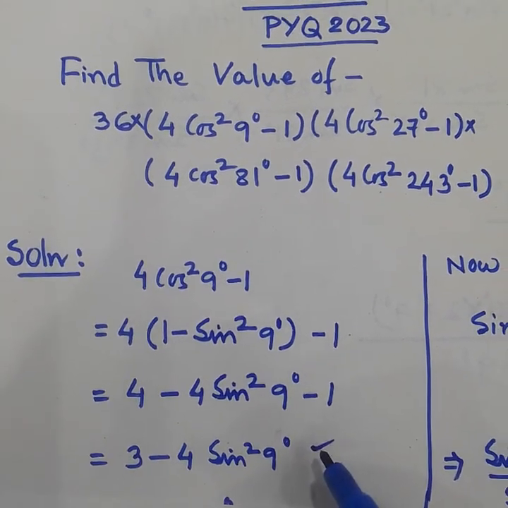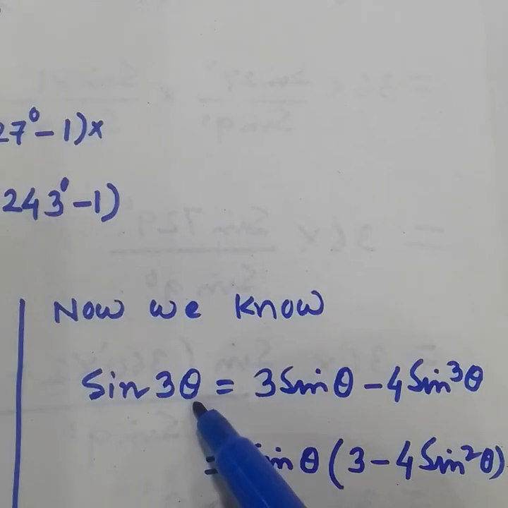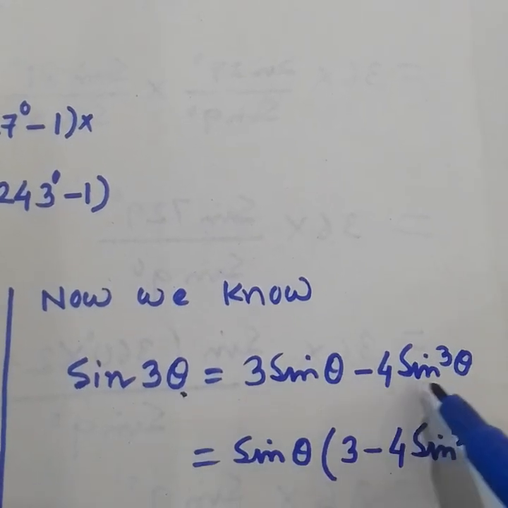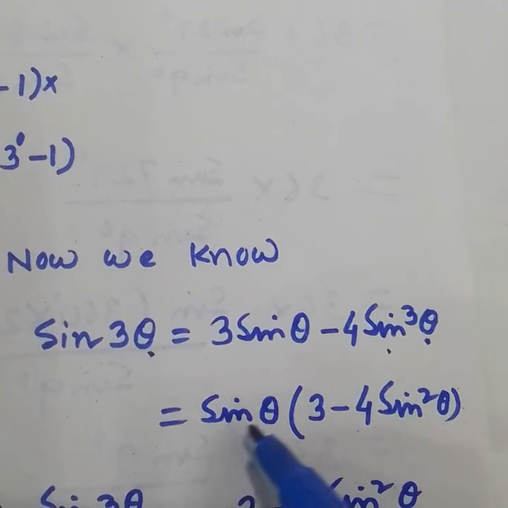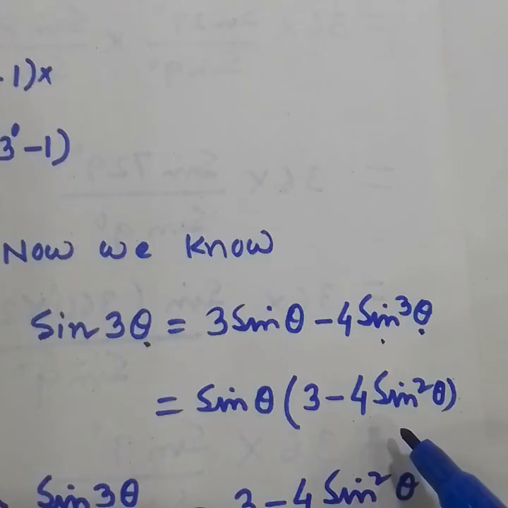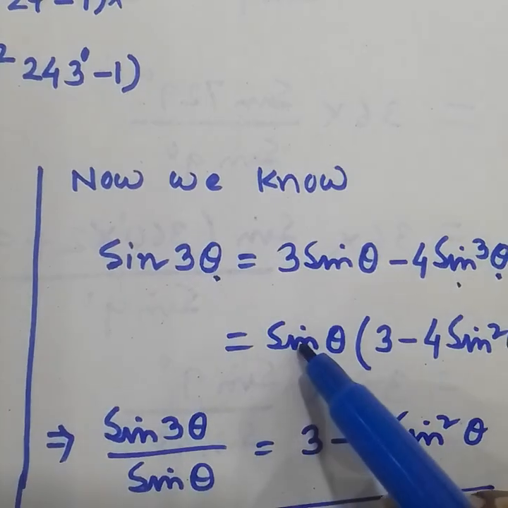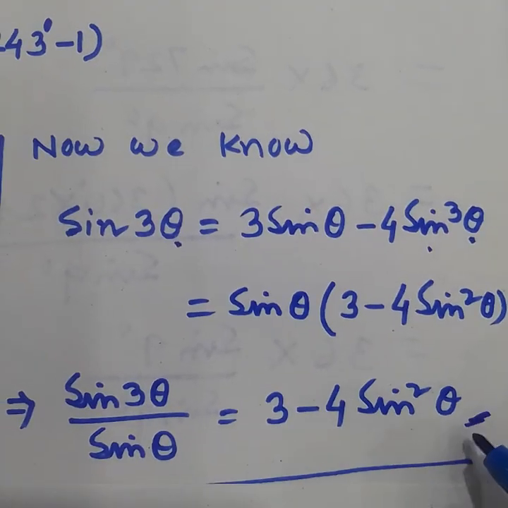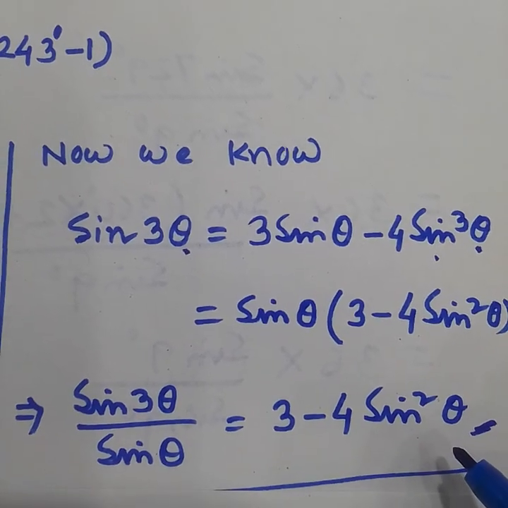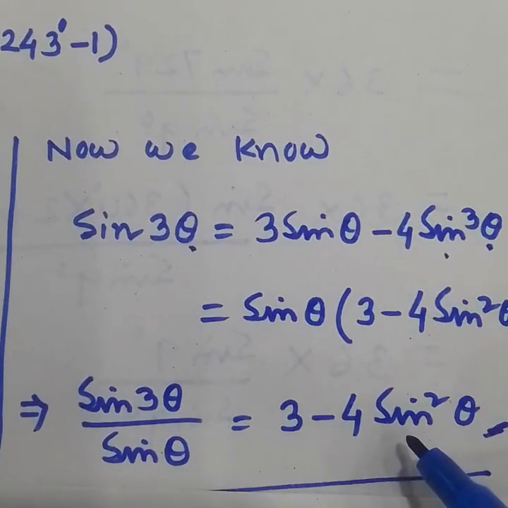Now here we will use a trigonometric formula. We know that sin 3 theta equals 3 sin theta minus 4 sin cube theta. Taking sin theta common, it becomes sin theta into (3 minus 4 sin square theta). So 3 minus 4 sin square theta becomes sin 3 theta by sin theta. Keep this formula in mind, we will use it in this problem: sin 3 theta by sin theta equals 3 minus 4 sin square theta.